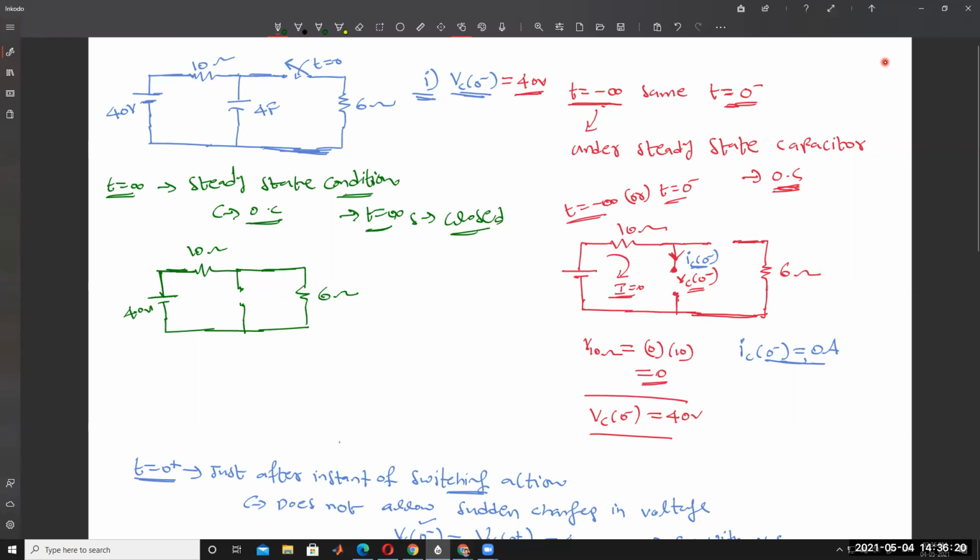So this is called VC of infinity. The voltage across the capacitor is nothing but the voltage across the 6 ohm resistor. Then VC of infinity is equal to, according to the voltage division rule, total voltage into this resistance divided by the sum of the resistances, 10 plus 6. Understood?